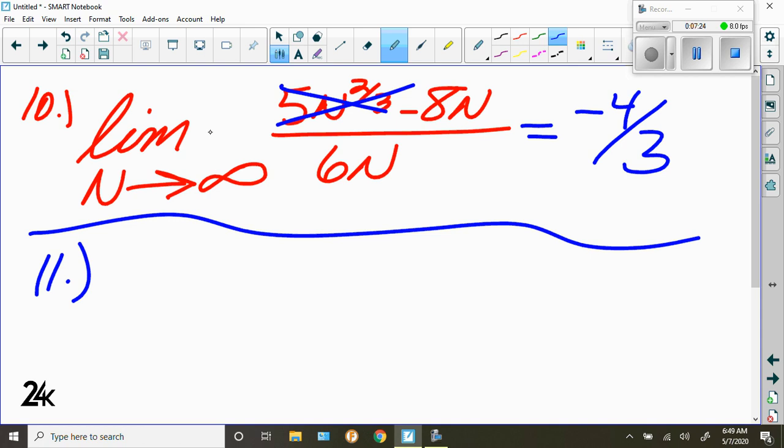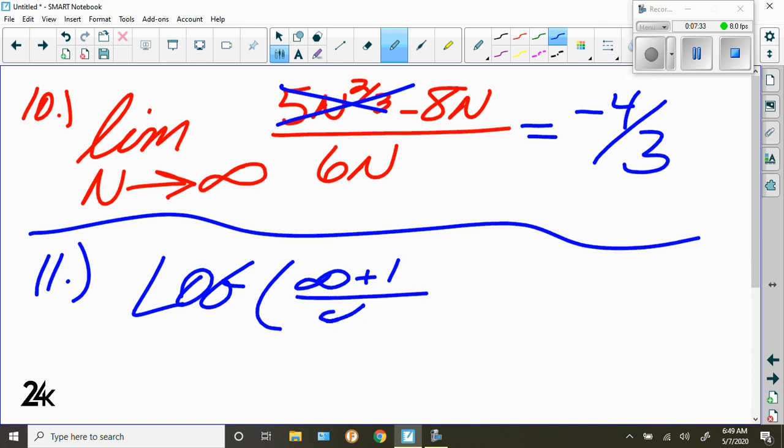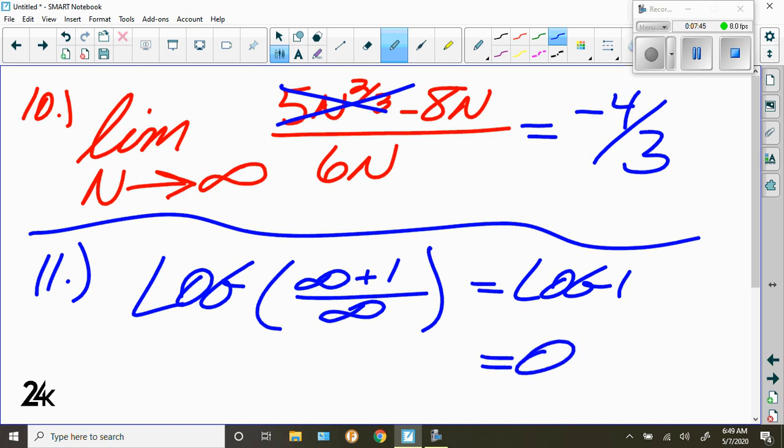Number 11. What's log of infinity plus 1 over infinity? Well, that would really just be log 1. You could even punch that into your calculator. 10 to what power is 1? Oh, it's 0. We did that problem yesterday.